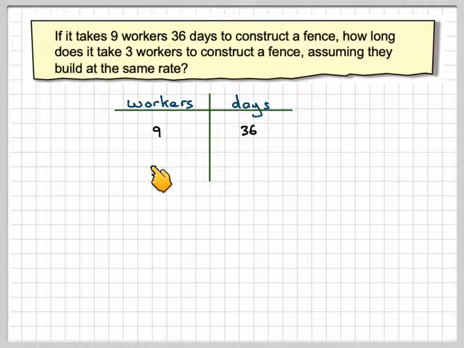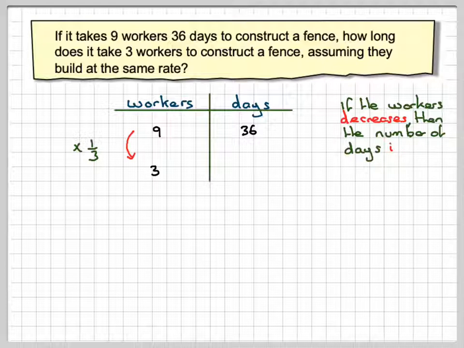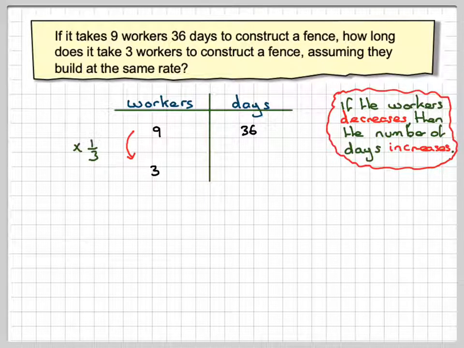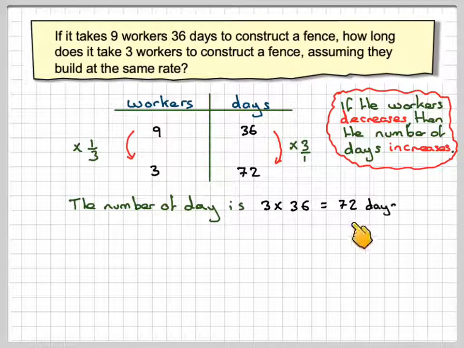So how do we go from 9 to 3? We have to multiply by a third or divide by 3, though it is better to write it as a multiplication. Now, if the workers decrease, then logically, the number of days will increase. So if this goes down by 1/3, then this has to increase by the inverse of that, which is multiplying by 3 over 1, or multiplying by 3. And then we can say that the number of days is going to be 3 times 36, which is 72 days.